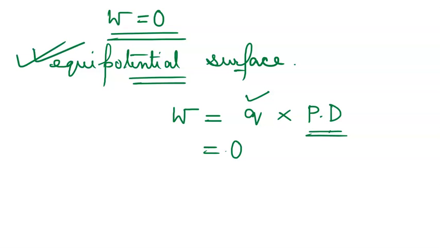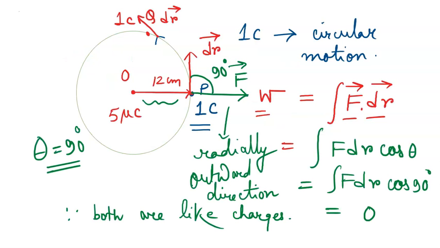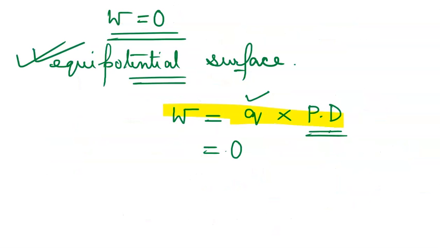This is very important. So in this question, what will be the work done for one round around the circle? The answer will be 0. So work done will be 0, and it will act like an equipotential surface.